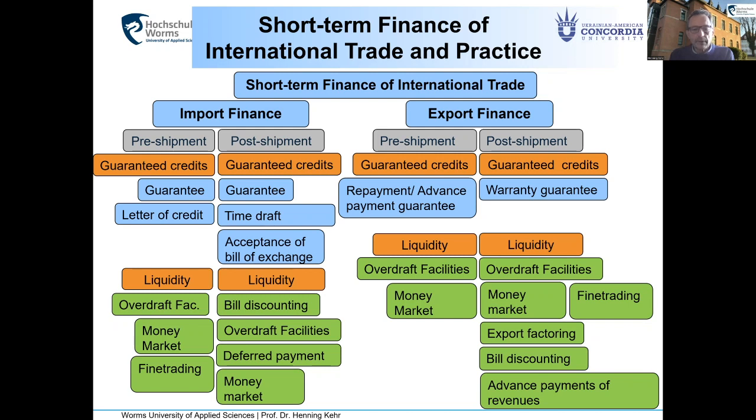Then you will find money market, and we have to talk then about what money market is. You will find that also in import as well as in export finance. Then forfaiting, that's a very special tool, but also deferred payment and others. So that's very often the same instrument, which you can use in different cases. The only thing I want to do with that slide here is to show you in which case you can use which tool or instrument.